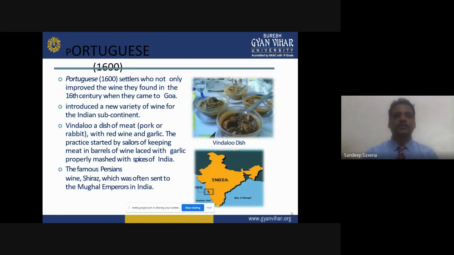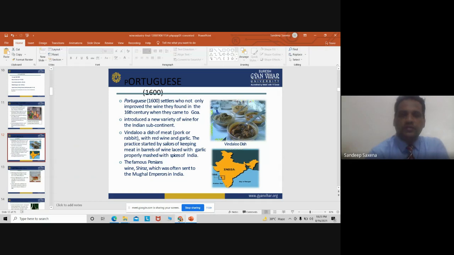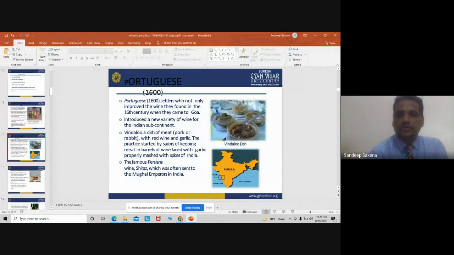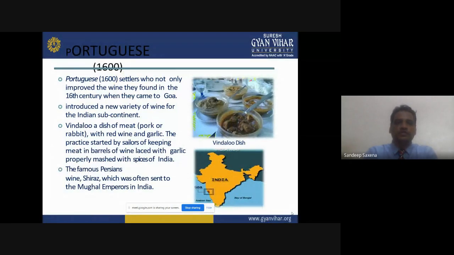Now, in 1600, the Portuguese came into India, and for a specific reason, the Portuguese changed some of Indian wine history. The settlers did not only improve the wine they found in the 16th century when they came to Goa. Goa was developed by the Portuguese in 1600, and the beginning of the wine revolution started, introducing a new variety of wine to the Indian subcontinent.